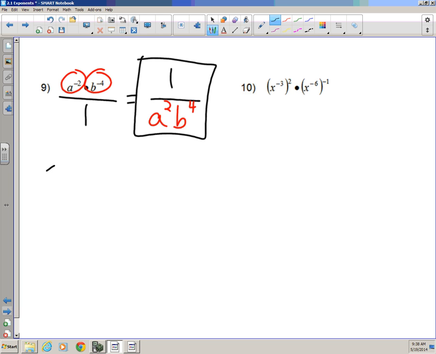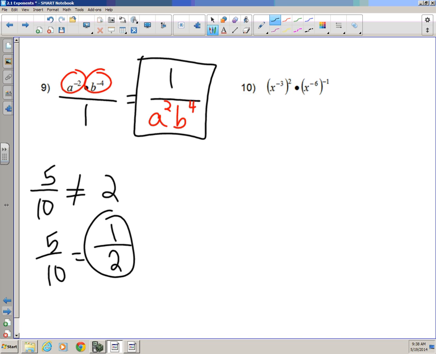It's kind of like doing something like this. If I had 5/10, 5/10 is not 2 wholes. 5/10 is 2 on the bottom, but 1/2.